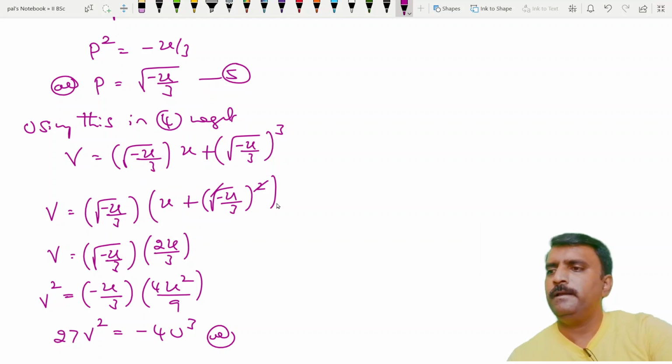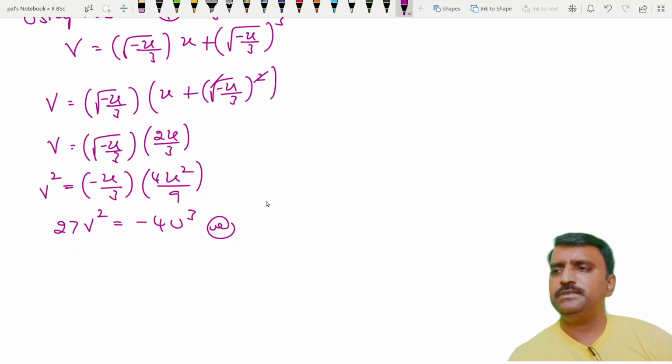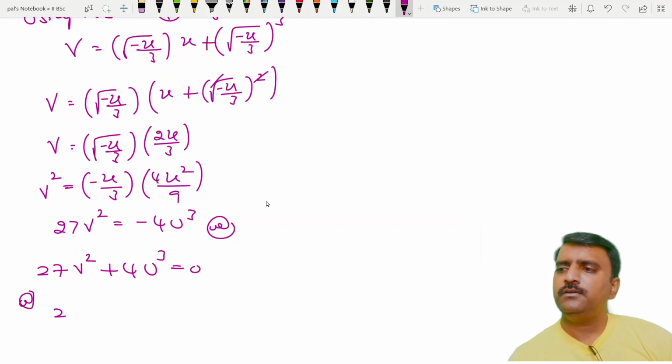What is v? v is e to the power of y. u means e to the power of x. So you write 27v square plus 4u cube is equal to 0, or 27 e to the power of 2y plus 4 into e to the power of 3x is equal to 0. This is the singular solution.